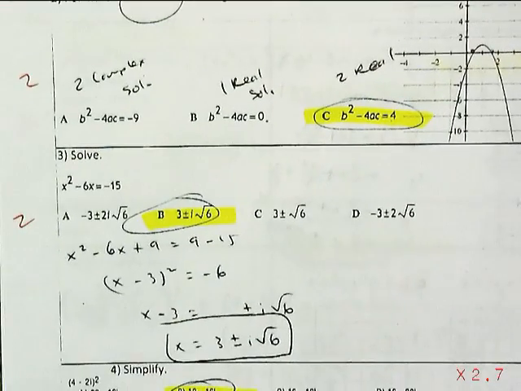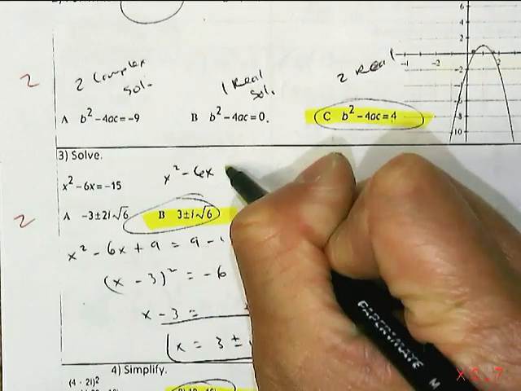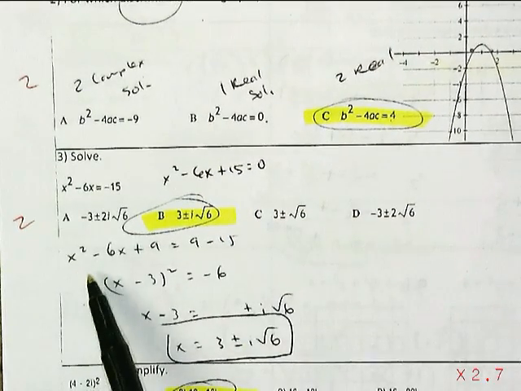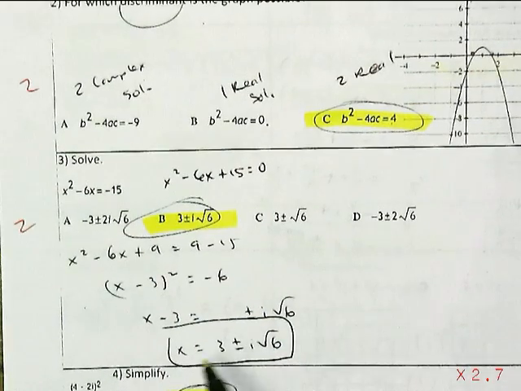Question number 3, how to solve this quadratic. So you could add 15 to both sides and do x squared minus 6x plus 15 equals 0 and use your quadratic formula. I'll solve it by completing the square method, take the square root. You'll get x equals 3 plus or minus i radical 6. That'll be choice B.